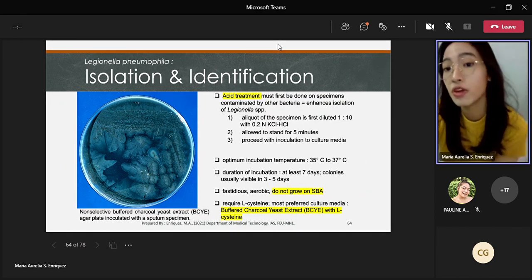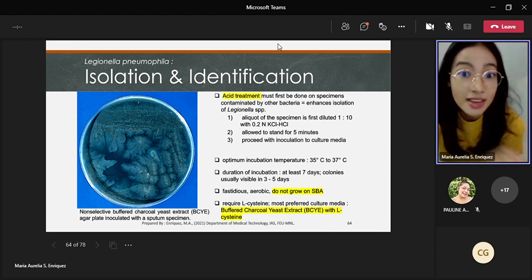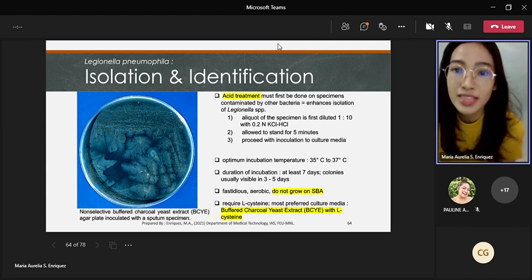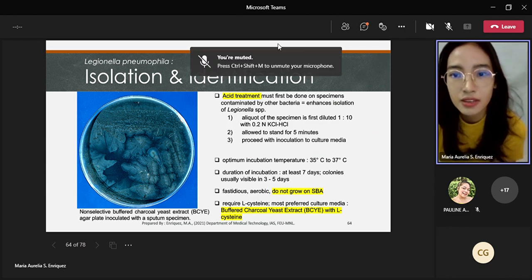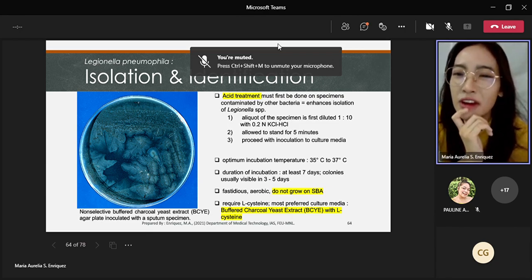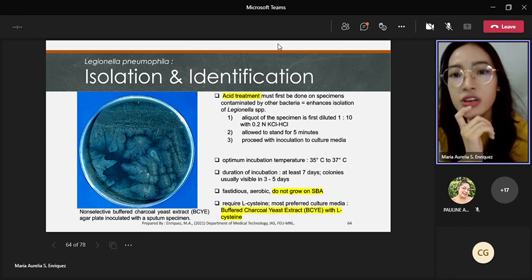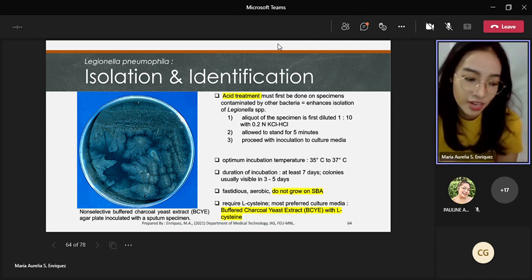All right, so to be able to effectively isolate Legionella from clinical specimens and minimize the growth of contaminants, specimens must first be treated with acid, as explained right here. So ito po, acid treatment. All right, so although they can survive at a very wide range of temperatures, their optimum growth temperature is at 35 to 37 degrees Celsius.